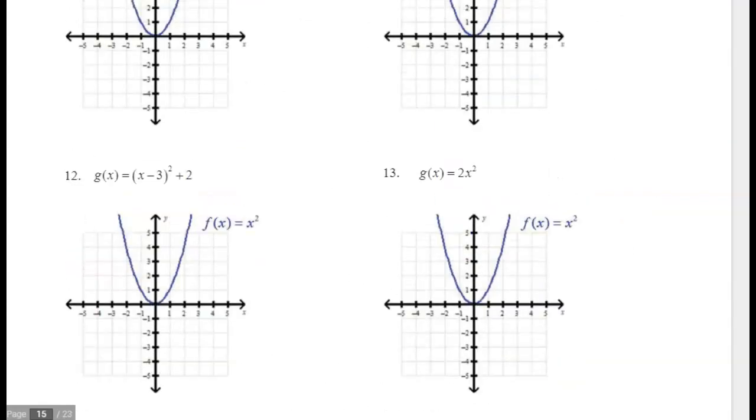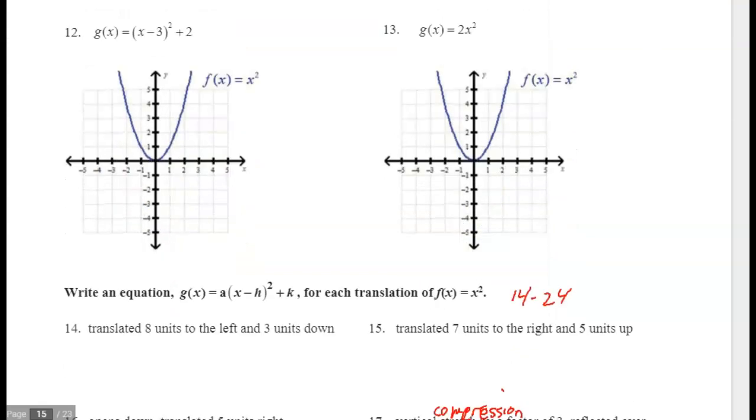And that's on pages 15 and 16. That's it for your Friday.